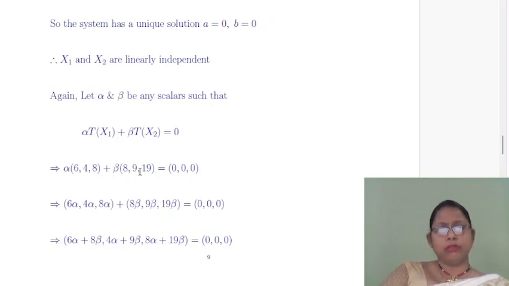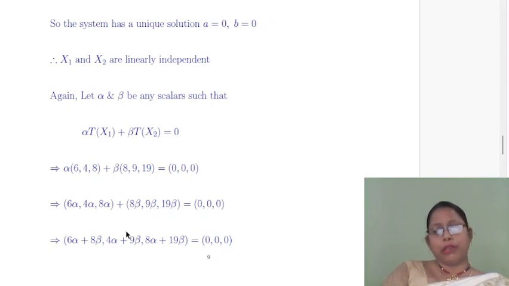The image of x2 is (8, 9, 19). Then simplify, and we will get these equations: 6 alpha plus 8 beta, 4 alpha plus 9 beta, 8 alpha plus 19 beta is equal to 0, 0, 0. That is the 0 vector of R3.